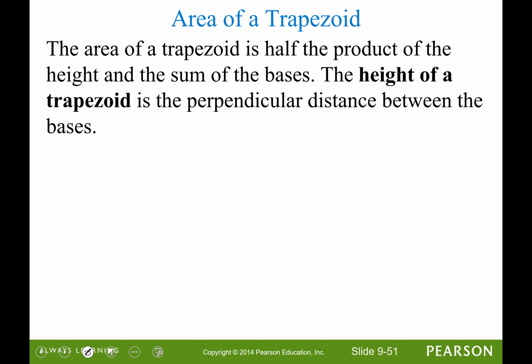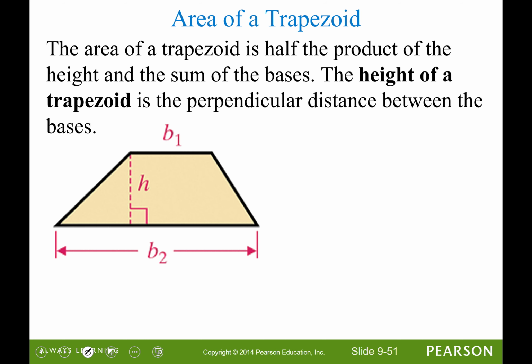Area of a trapezoid. The area of a trapezoid is half the product of the height and the sum of the bases. Kind of hard to picture it when you read it like that, but we'll break it down more. What's important to know first, though, is that the height of a trapezoid is the perpendicular distance between the bases. Okay, so a trapezoid has 2 bases.